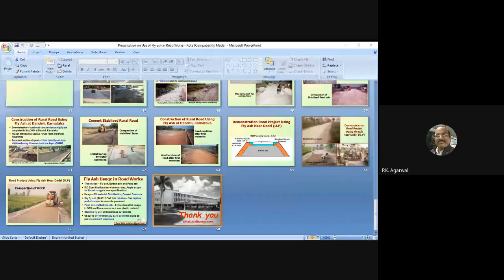Thank you, Vittal Saab, for the comprehensive presentation and guiding us through all the case studies, major roads which the nation has constructed using the ash, and explaining all the technicalities involved, why the soil coverage is required and everything. So participants may ask any queries.